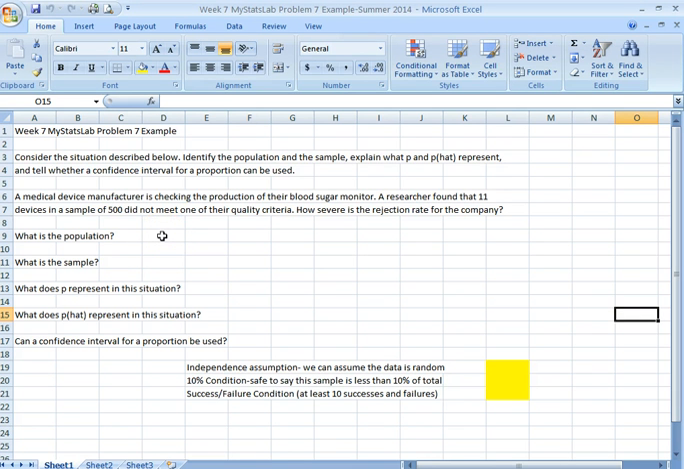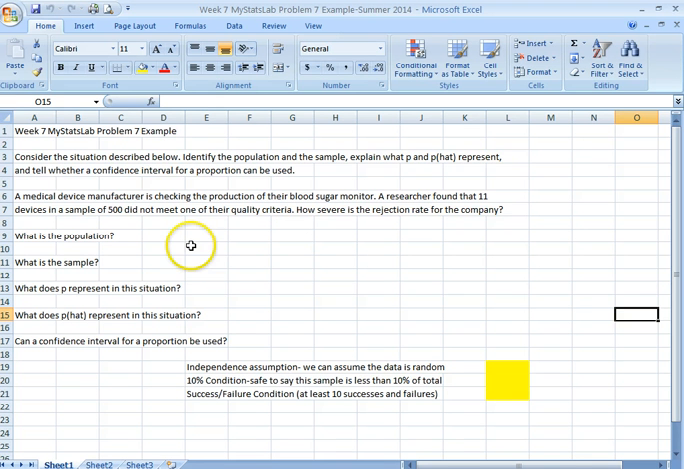We have a medical device manufacturer, and they are checking the production of their blood sugar monitors. A researcher found that 11 devices in a sample of 500 did not meet one of their quality criteria. How severe is the rejection rate for the company?